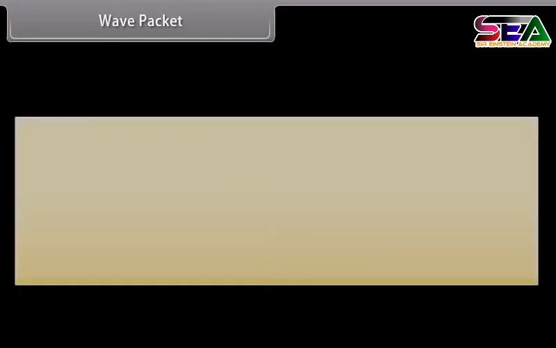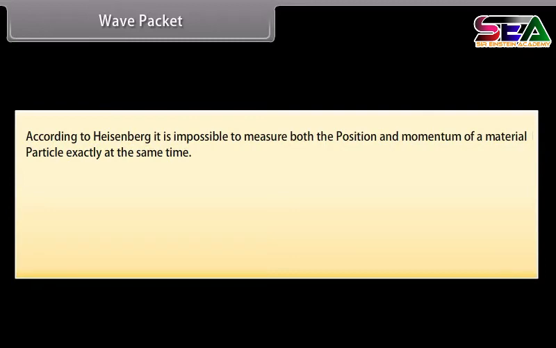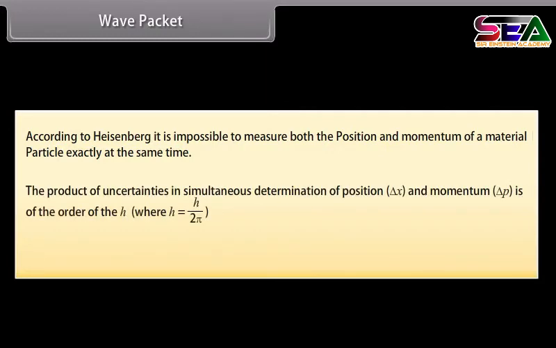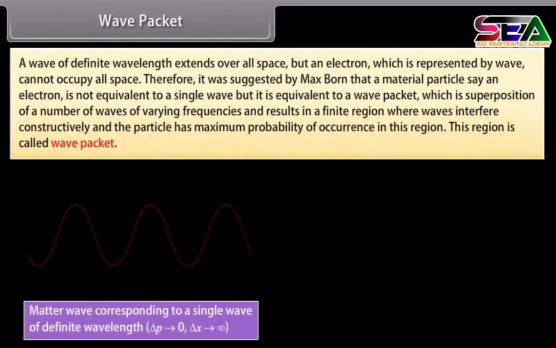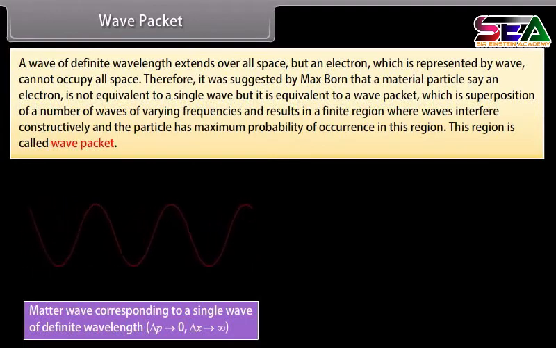Wave packet. According to Heisenberg, it is impossible to measure both the position and momentum of a material particle exactly at the same time. The product of uncertainties in simultaneous determination of position delta x and momentum delta p is of the order of h cap, where h cap equals h by 2 pi. Delta x into delta p is approximately h cap. A wave of definite wavelength extends over all space, but an electron, which is represented by a wave, cannot occupy all space.